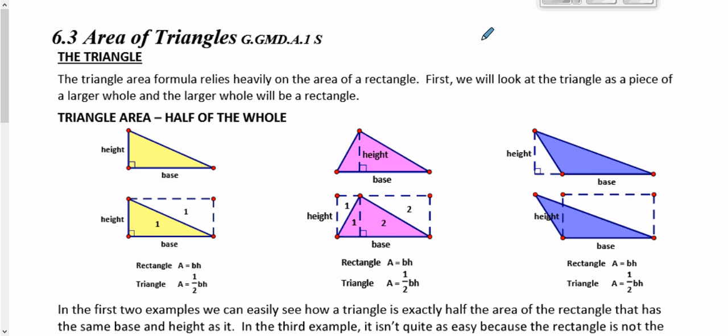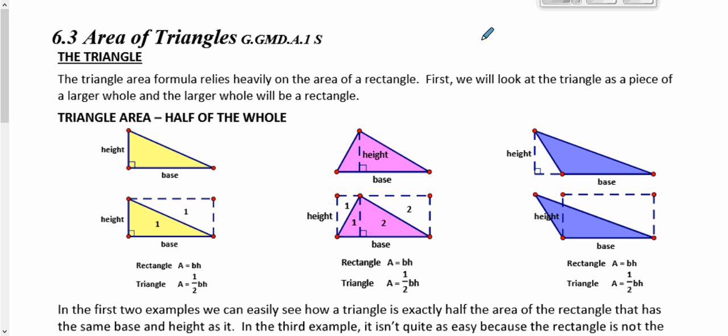All right, continuing on with chapter 6, we've taken a look at perimeter of polygons in 6.1. In 6.2, we looked at area of parallelograms, which included rectangles and rhombuses and squares. And now we're going to look at the area of a triangle. All right, so hopefully you know what the area of a triangle is.